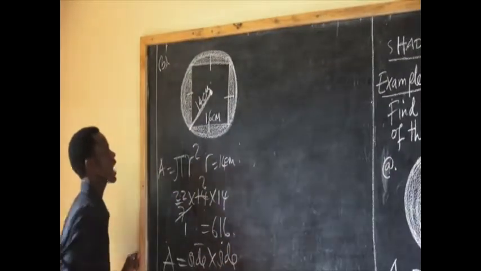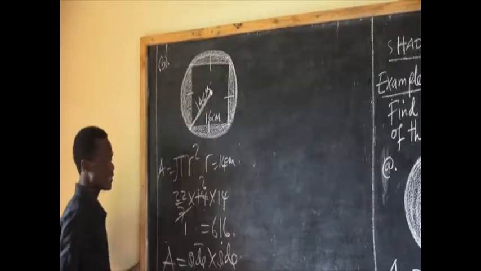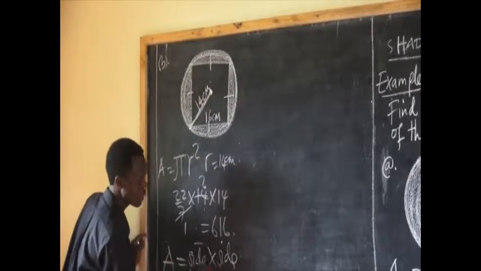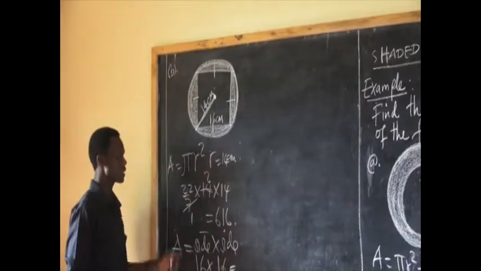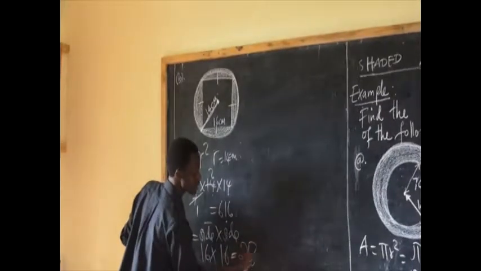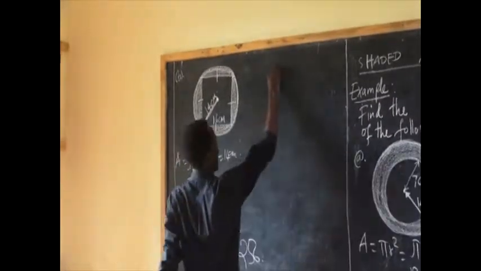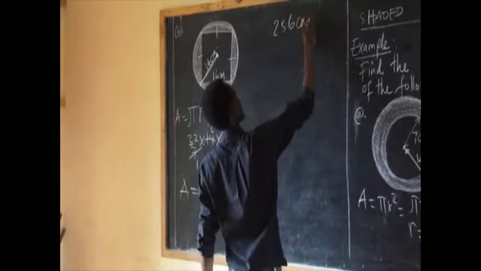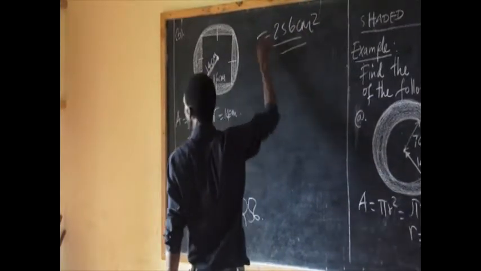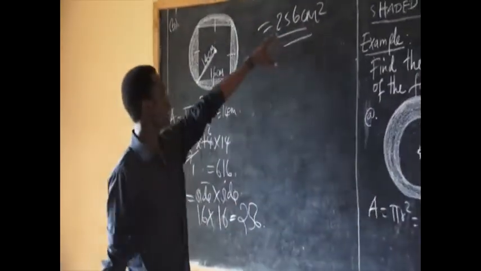Now the area of the square is equal to side times side. When you look at the side, it is 16. So it is 16 times 16, which is equal to 256 centimeters squared. This is called the unshaded area.